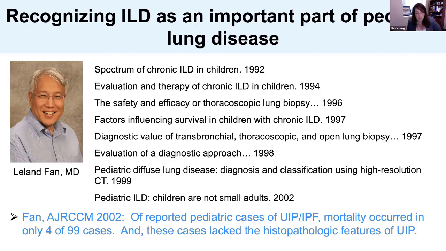And he reviewed all those cases from the literature and realized that unlike the 50% mortality that normally occurred in adults, there had been very low mortality in kids. And actually, the cases lacked the histopathologic features of UIP. So we're using the term idiopathic pulmonary fibrosis because they're idiopathic to us, but they really were different.